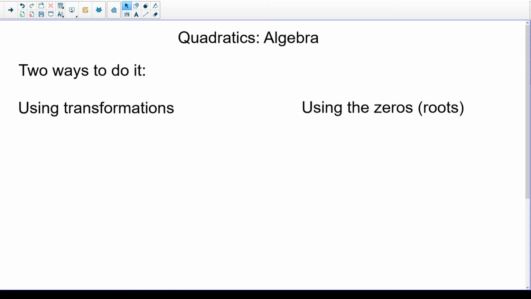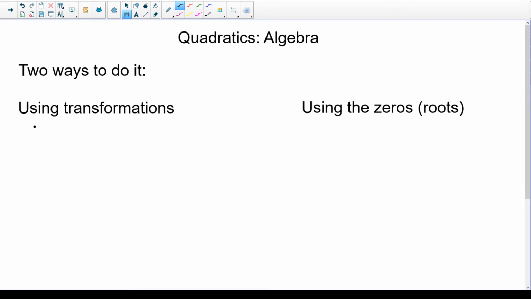So there are two main ways of doing the algebra of quadratics. One of them is by using transformations, and the other one is by using the zeros or the roots of an equation. Now I'm going to write the general equations of both of these methods. They're going to look rather confusing, especially the first one, but we will be breaking it down into small little pieces as we go through, so don't worry about it too much right now.